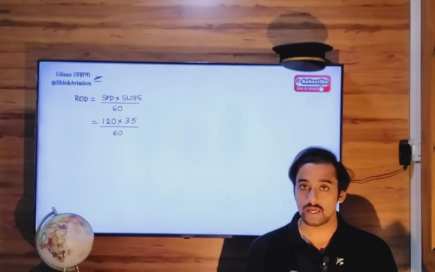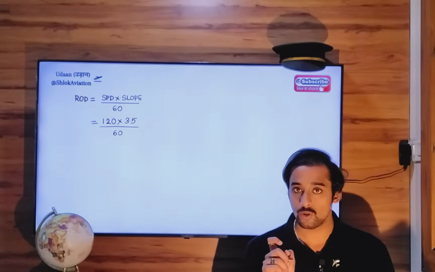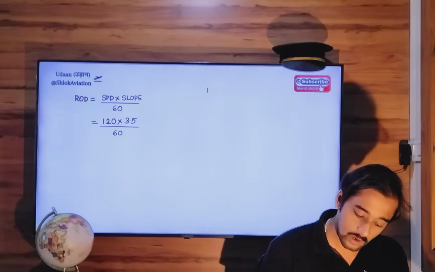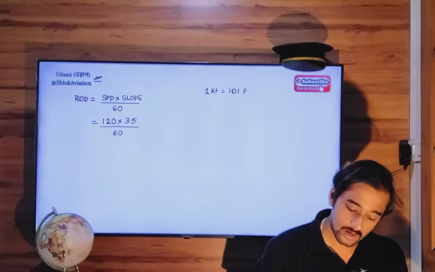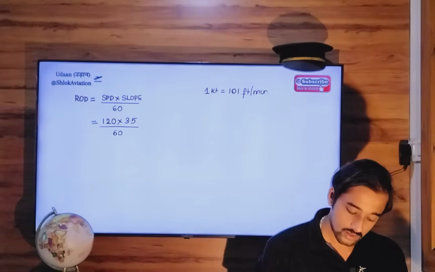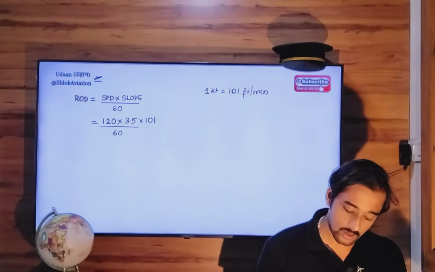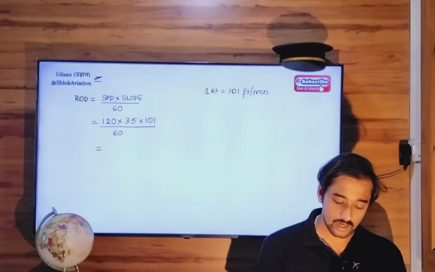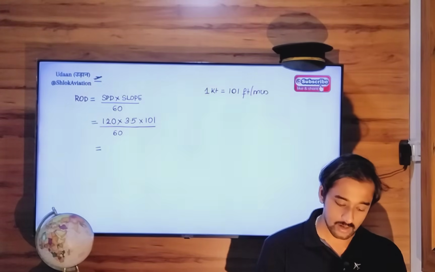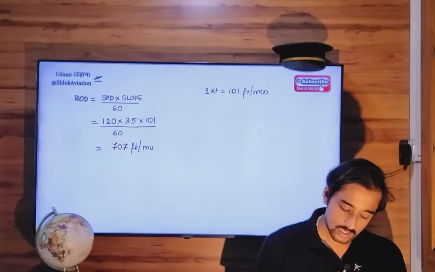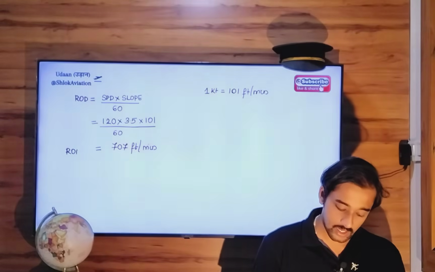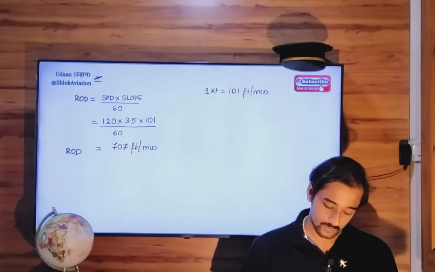Now this 120 is in knots. Convert 120 knots into feet per minute. 1 knot equals 101 feet per minute, so 120 will be 120 into 101. Now do the calculation: 120 into 3.5 into 101 divided by 60, which is 707 feet per minute. So the answer is the rate of descent will be 707 feet per minute.